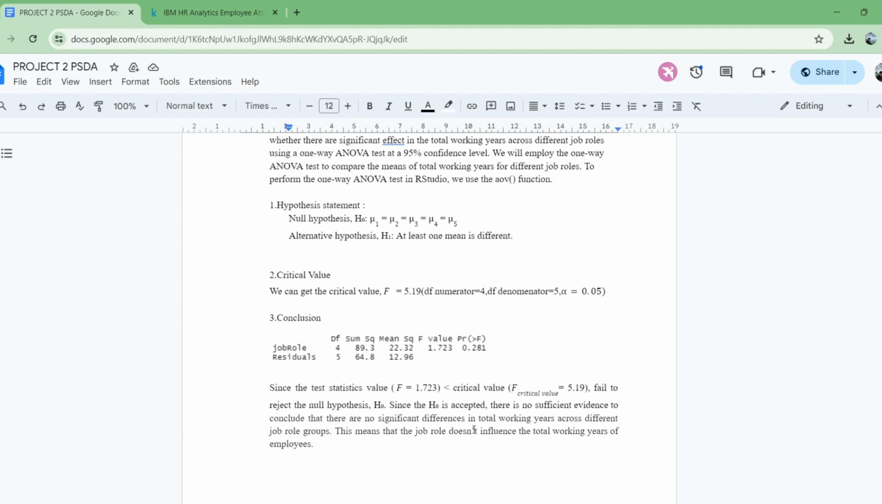Since the null hypothesis is accepted, there is no sufficient evidence to conclude that there is a significant difference in total working years across different job role groups. This means that the job role doesn't influence the total working years of employees.